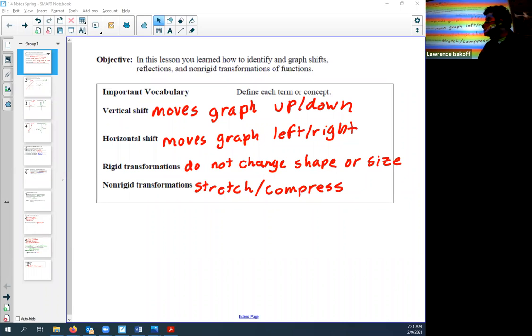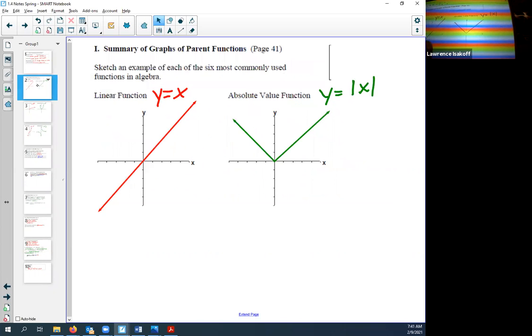Rigid transformations, these are examples of rigid transformations, do not change the shape or size. Non-rigid transformations, however, will stretch something out or compress it down. So we have a few different parent functions to look at.